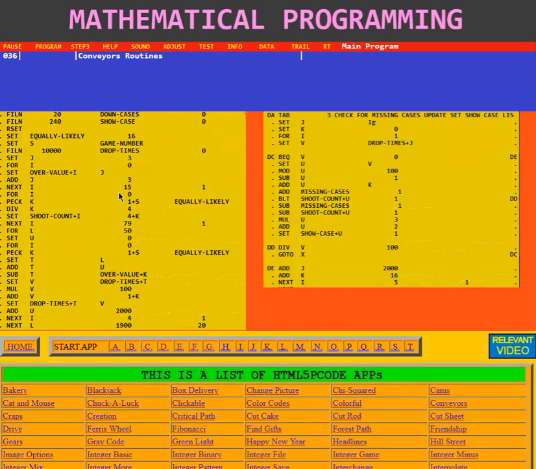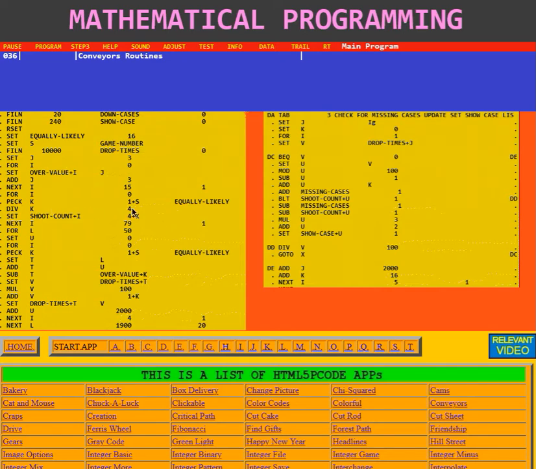Then it says for I of 0, and down here next I 79 times, it's going to go around here 80 times. It's going to get a random number of cases in each one of the 80 chutes. There's 16 chutes on a horizontal conveyor, and there's 5 conveyors. 5 times 16 is 80. So it gets a random value of equally likely, and we know it's going to be from 0 to 15 because it says there's 16 possibilities.